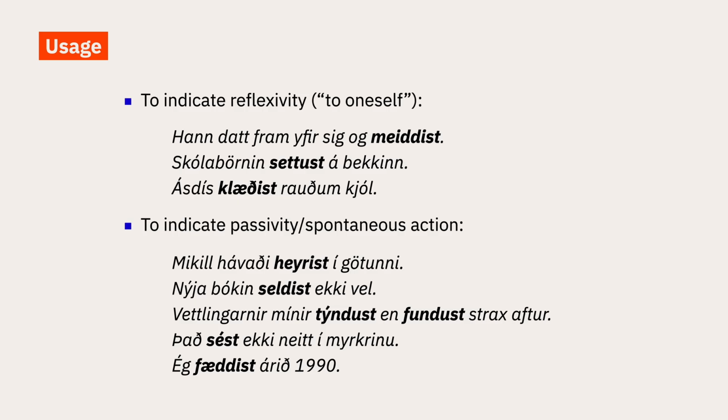Ásdís klæðist rauðum kjól. Klæðast means to wear. So Ásdís is wearing a red dress. But it's something like she has clothed herself in a red dress. So when we say reflexive, it means that the object of the verb is the same as the subject. So the person doing the action is the same as the person receiving the action. And middle voice often gives us a very simple way to express that idea.